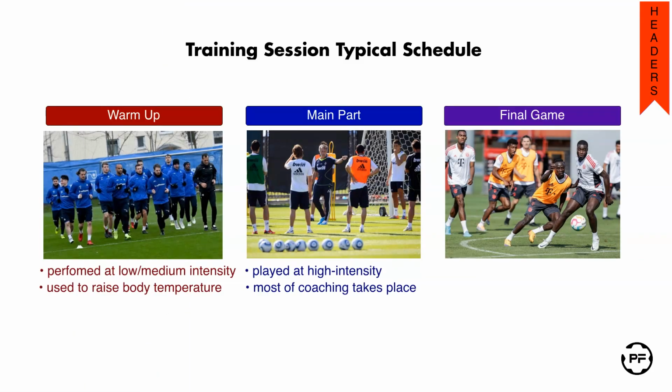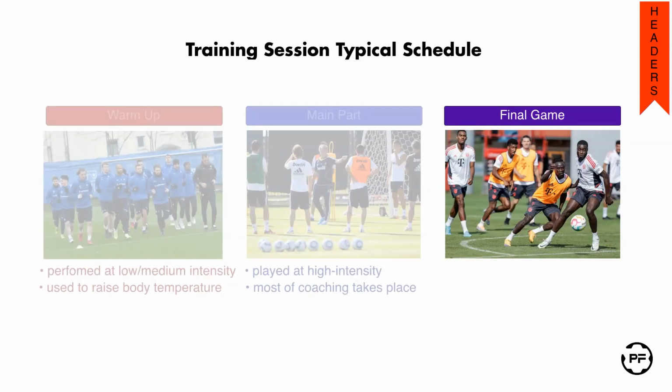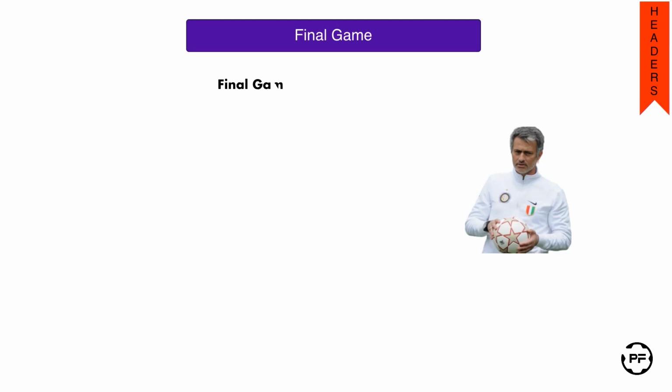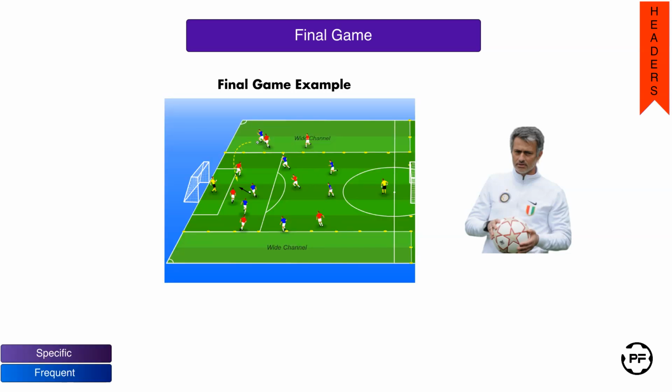Okay, that's about the main part, but let's have a look at the final game of our training session. The final game should be played at a very high intensity and is typically continuous with less coaching in comparison to the main part. Let's have a look at an example of a final game according to the tactical periodization approach. Here you can let a team play just a normal game with 2 goalkeepers.